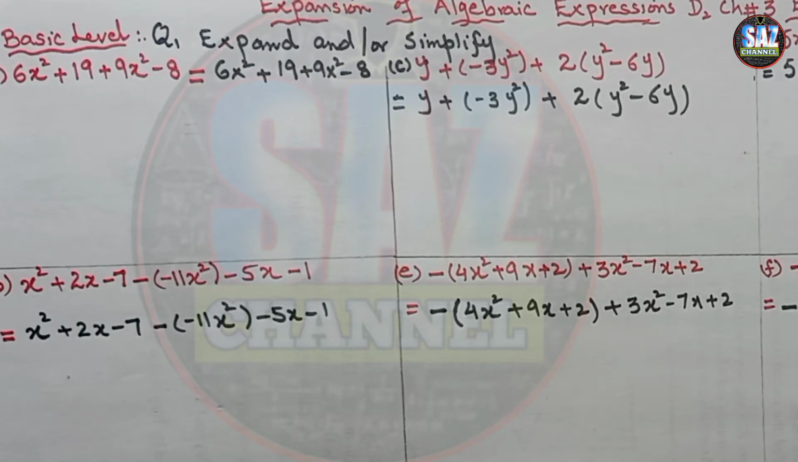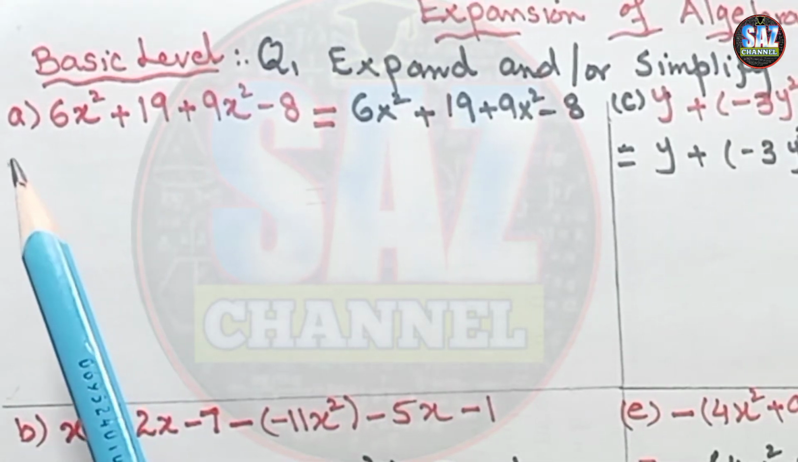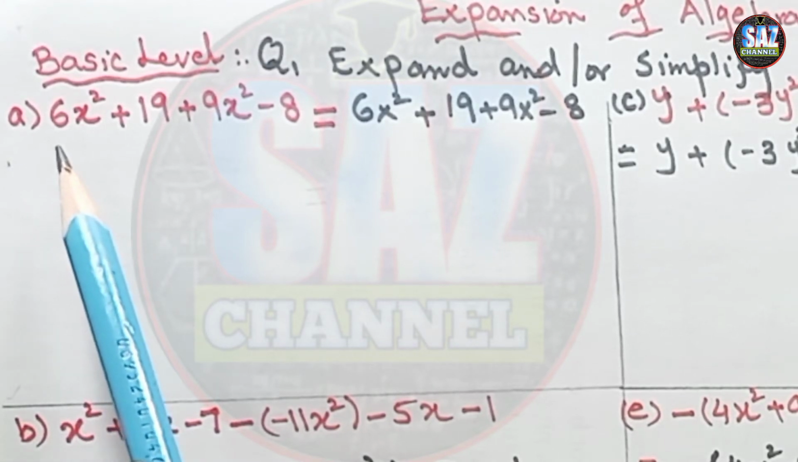Let's move to basic level. Question number 1, and let me read the question from the book. Question 1 says: expand and/or simplify each of the following expressions. Keeping in mind that either we have to expand or simplify the given expressions, let's move to the first part of the question, and let me compare the question with the book. It's always good to compare the question with the original question.